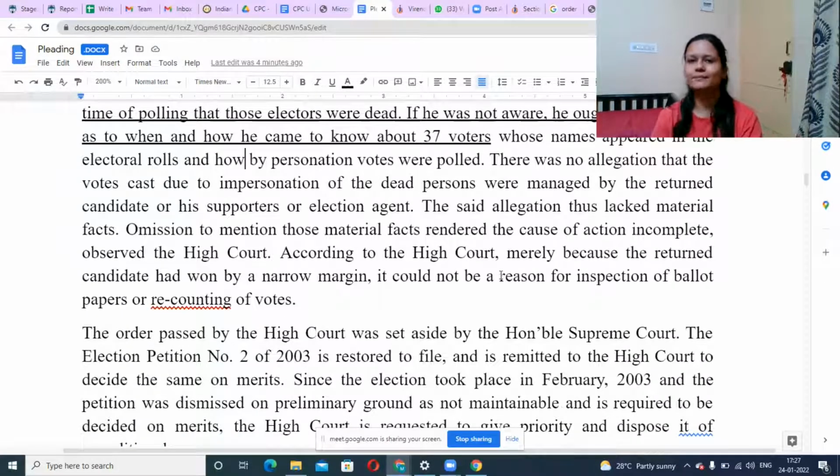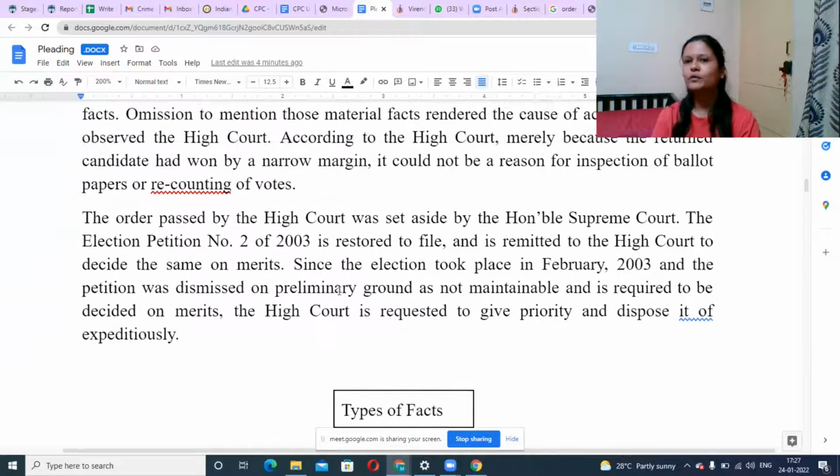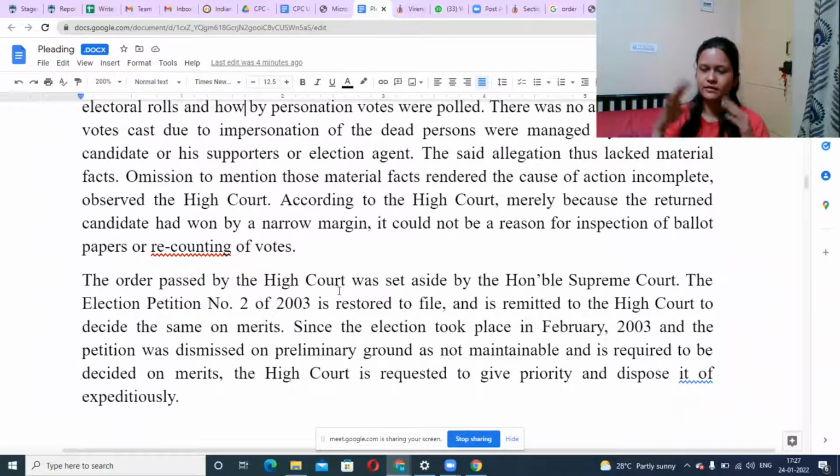And they said that simply because you have lost the election, recounting is not possible. Like that, the High Court dismissed the case. But the Supreme Court was not satisfied with this view that the High Court had taken, and the Supreme Court said that no, whatever this pleading is, in the pleading the person has provided all the material facts.